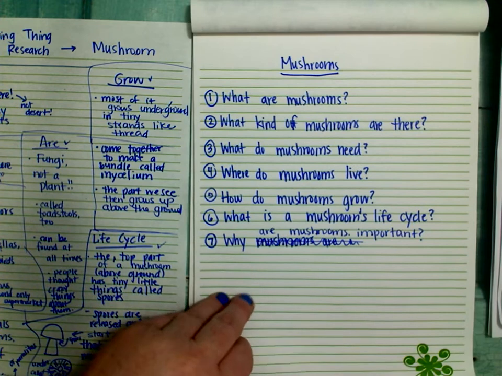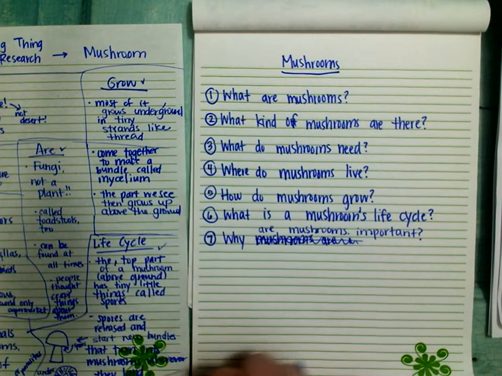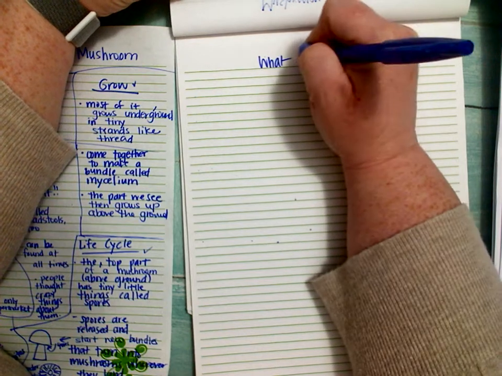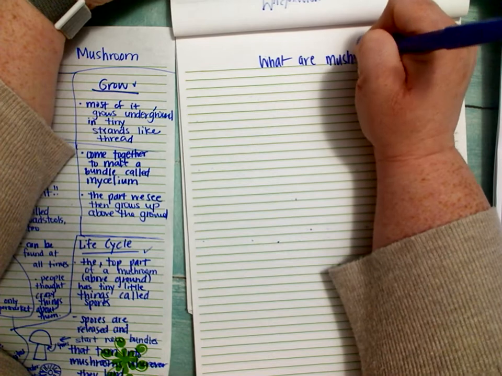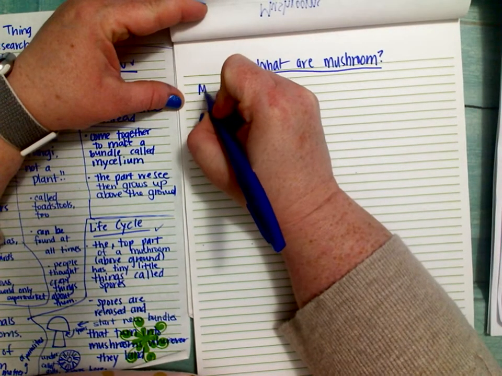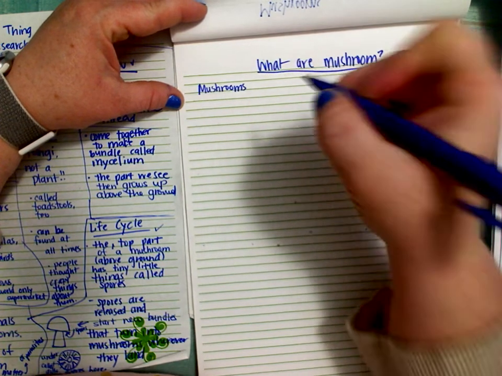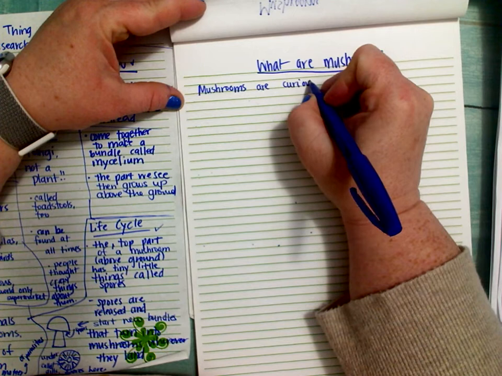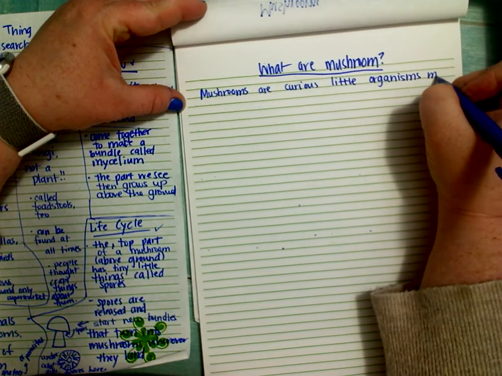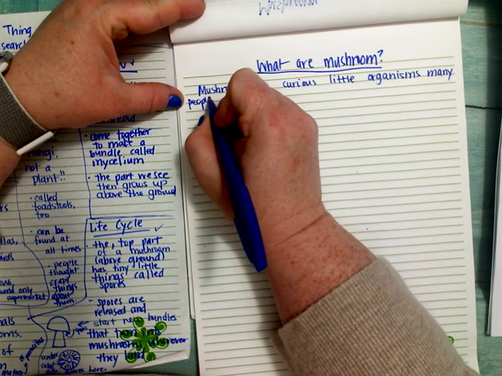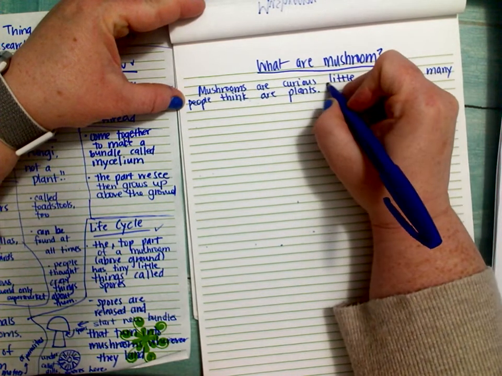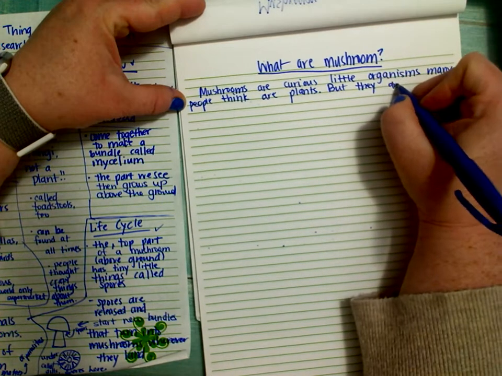And now I would use my table of contents, and I would start writing each section in order, starting with what are mushrooms. I'm not going to sit here and write the whole section. I'm just going to say what are mushrooms as my title, or my heading, excuse me. And then I would start writing over here. So I'd say something like, mushrooms are curious little organisms. That means a living thing, right? Many people think they are plants. But they aren't. And then I'd keep going.